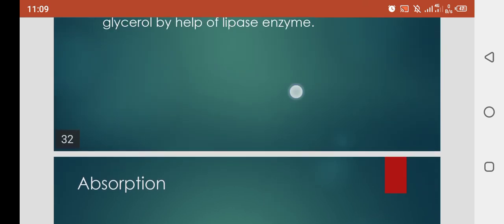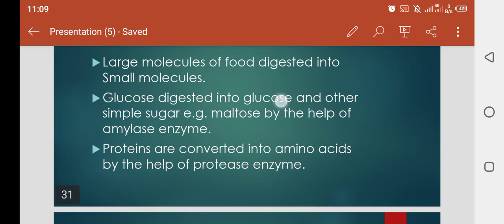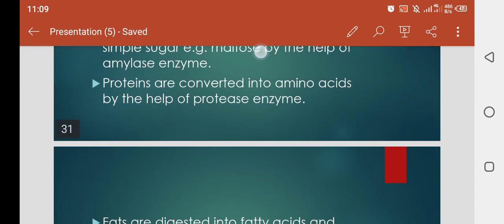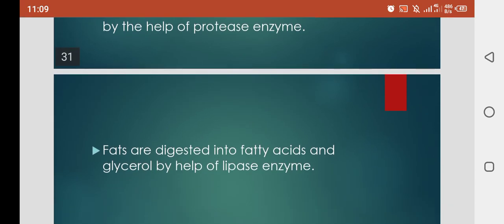So girls, for the digestion of carbohydrates, which enzyme is responsible? Amylase enzyme. And for the digestion of protein, protease enzyme is responsible. And for the digestion of fats, lipase enzyme is responsible.